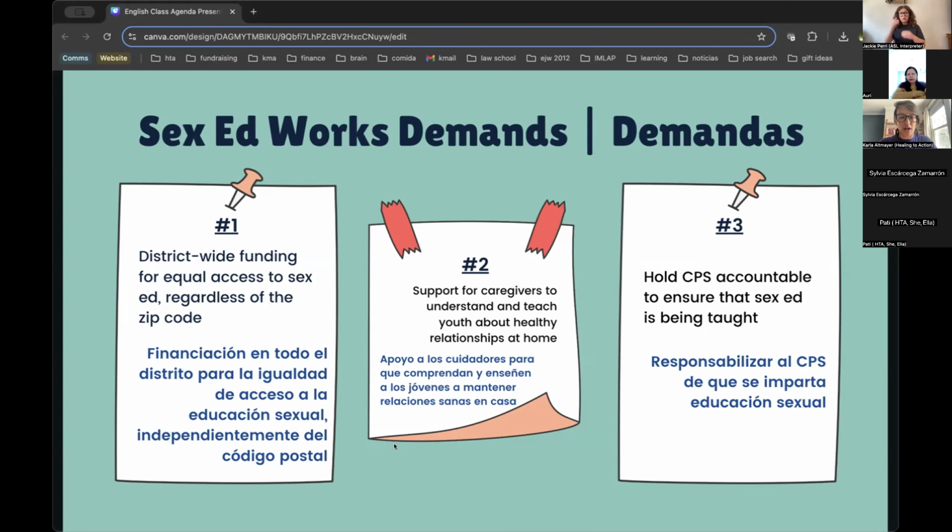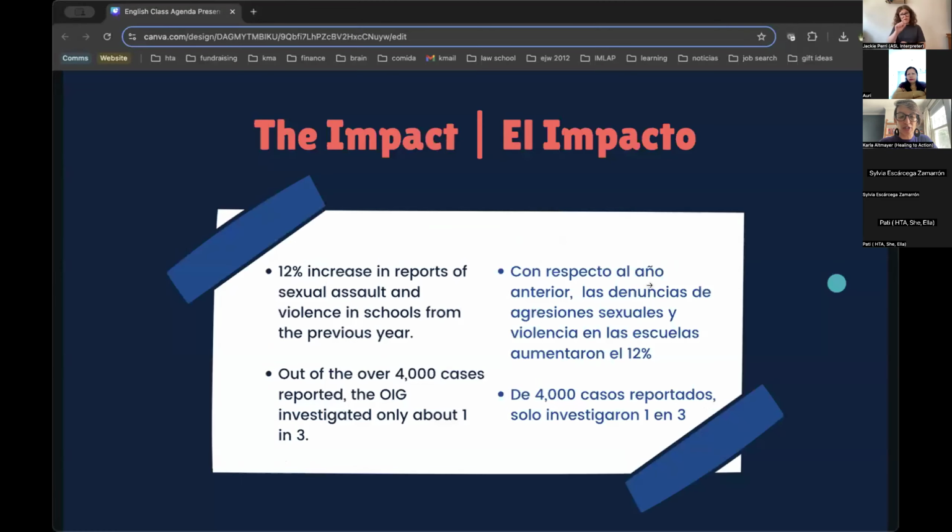And I want to just share the unfortunate, bleak impact when there isn't sexual health education in CPS. In 2024, the Office of Inspector General reported that Chicago Public Schools saw a 12% increase in reports of sexual assault and violence. And out of 4,000 cases that were reported, they only investigated 1 in 3.